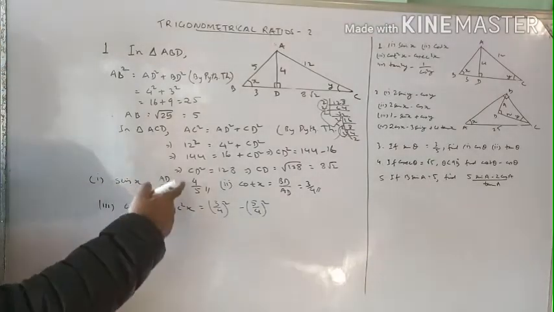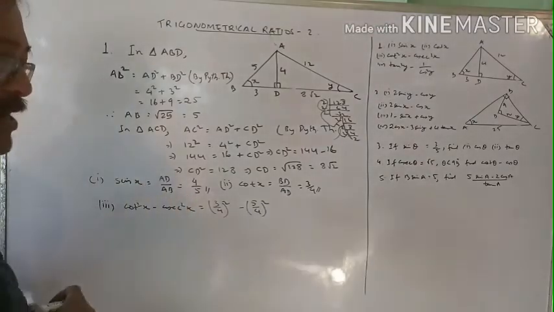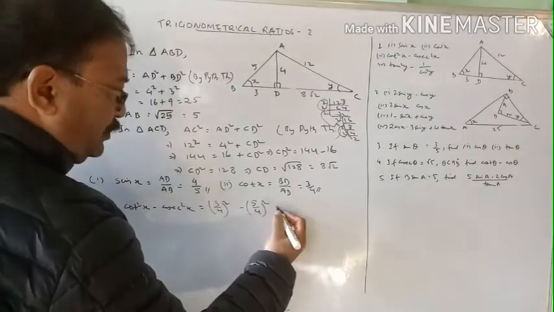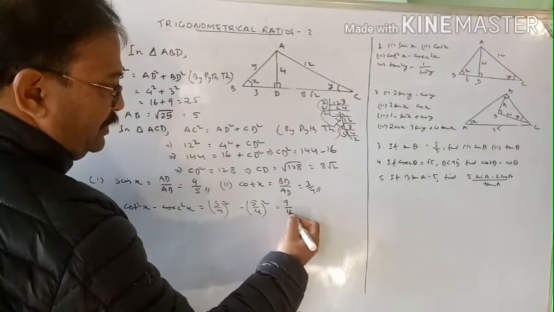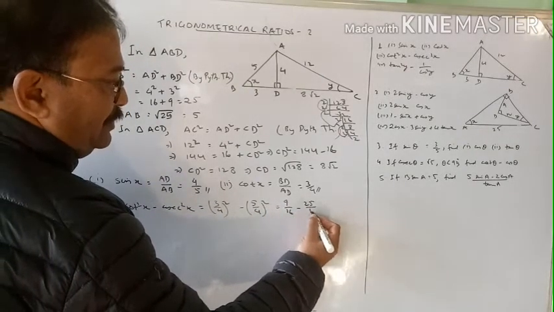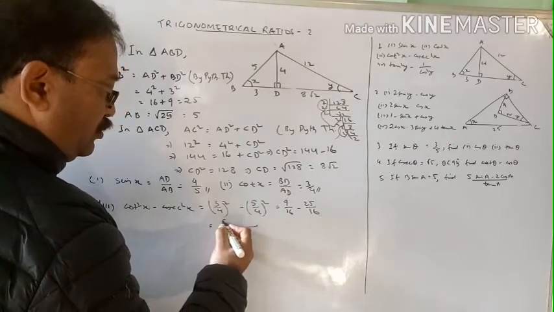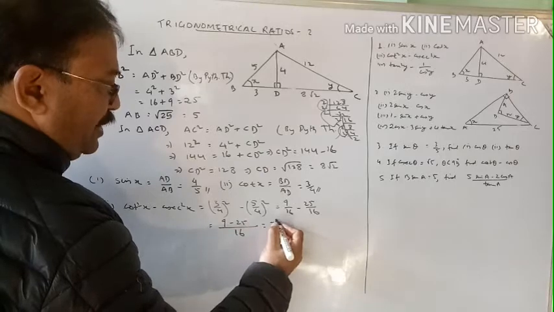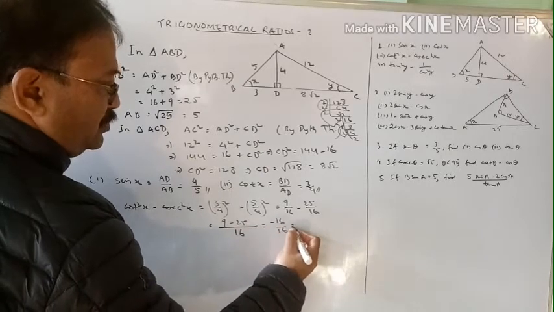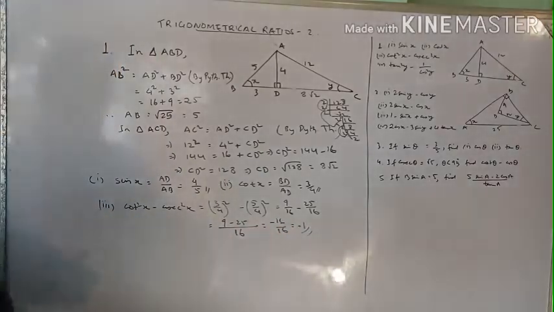Sine is 4 by 5, so cosec is 5 by 4, the reciprocal. So 9 by 16 minus 25 by 16. If you take the LCM, the LCM is 16. So 9 minus 25 will be minus 16 by 16. So minus 1 is the answer.